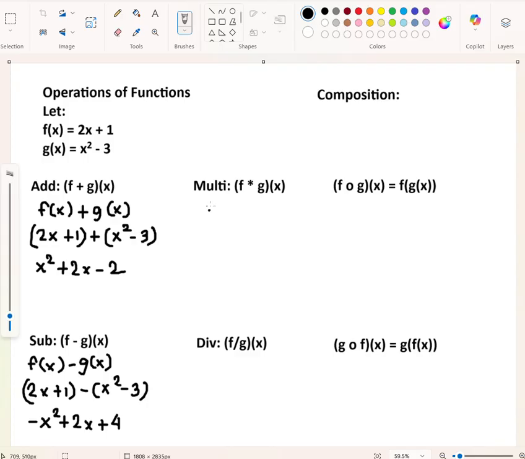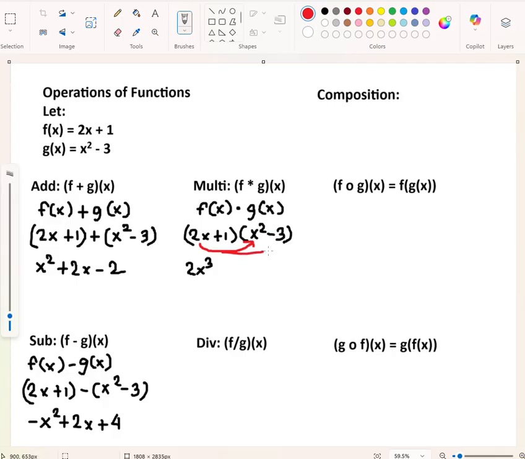Next is the multiplication. We need to multiply f of x times g of x. We will use the FOIL method. So we have 2x plus 1 times x squared minus 3. Let's multiply. 2x times x squared becomes 2x cubed.